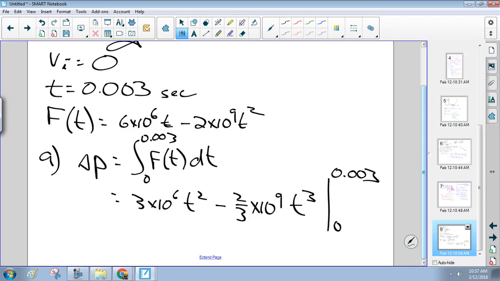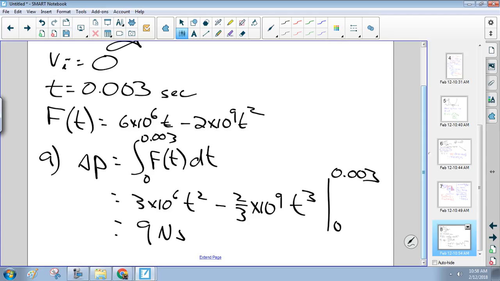Which of these do you evaluate first? I saw a couple people mix this up as I was working with Anya before after school. You do the top one minus the bottom one, right? It's final minus initial, because you're looking for change. So plug in 0.003, and it gives you 9 newton seconds. Equivalently, 9 kilogram meters per second would be fine. Cool? So that's part A.